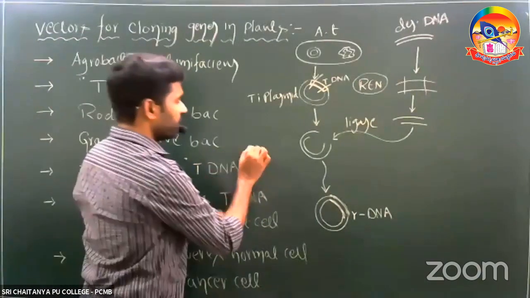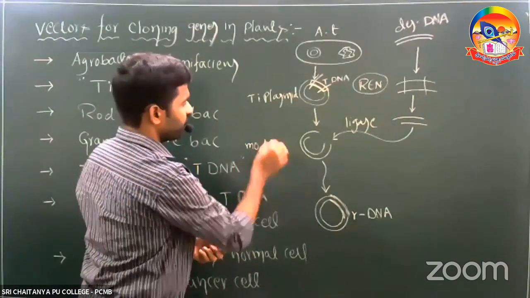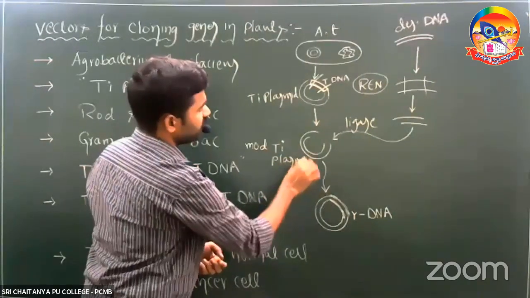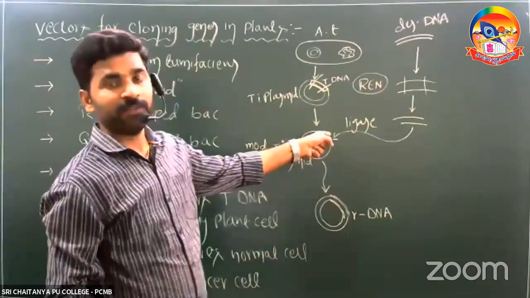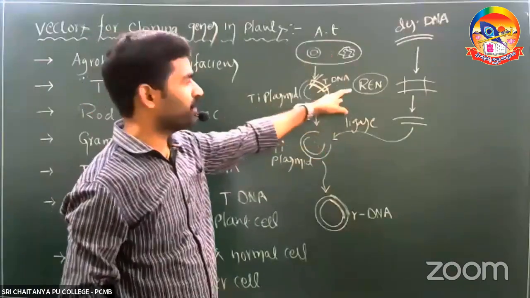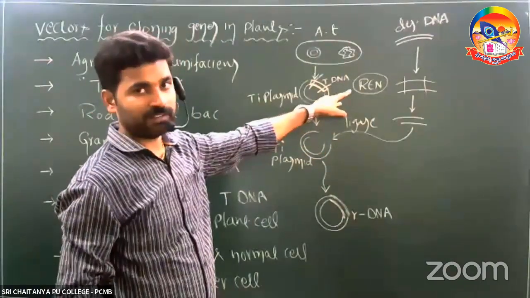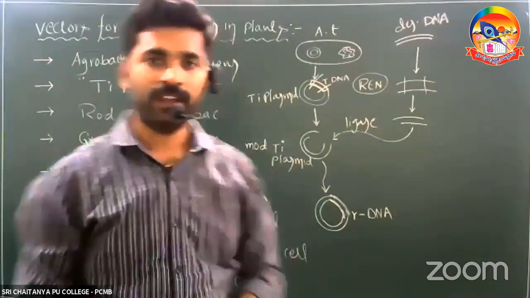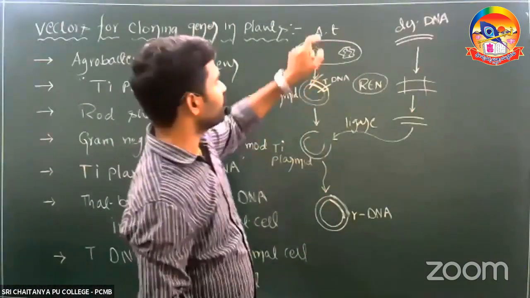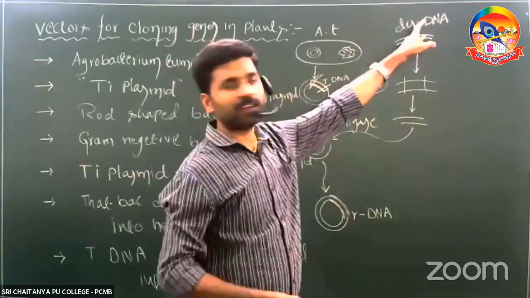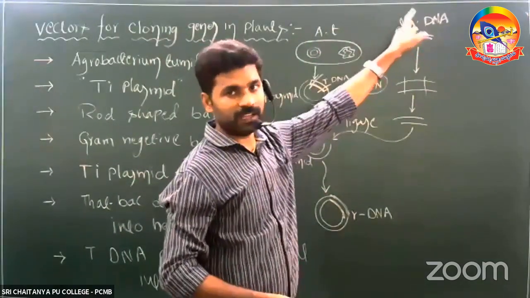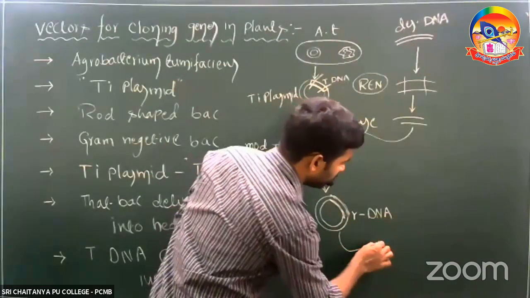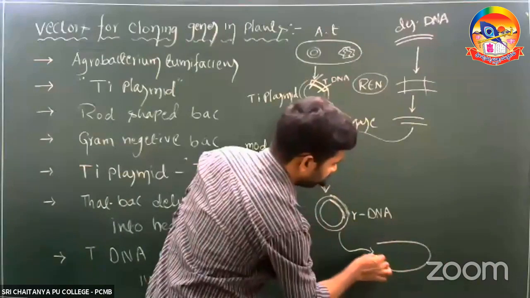So we call it a modified Ti plasmid, right? Why do we call it a modified Ti plasmid? We removed the tDNA, a disease-causing genetic material, by using restriction endonuclease enzymes. So it results in the formation of rDNA, right? That rDNA includes the Ti plasmid and desirable DNA. Now that rDNA is inserted into the host cell cytoplasm.